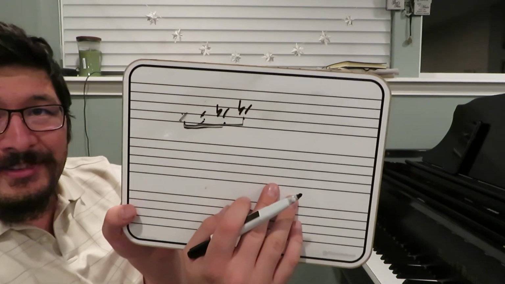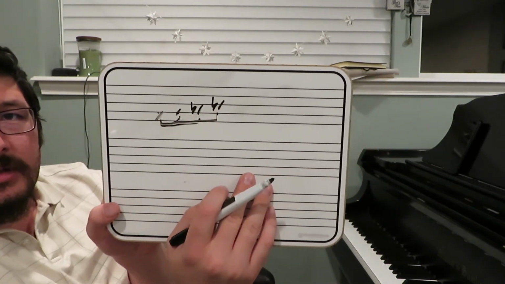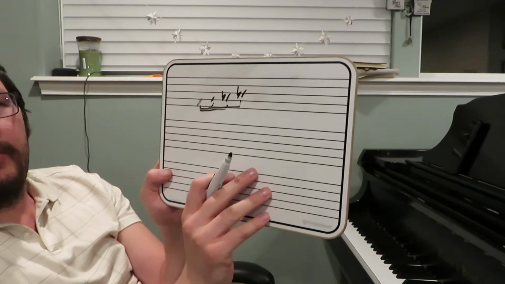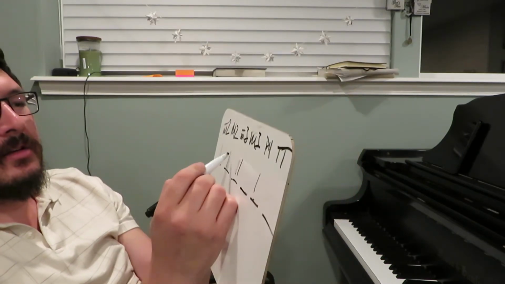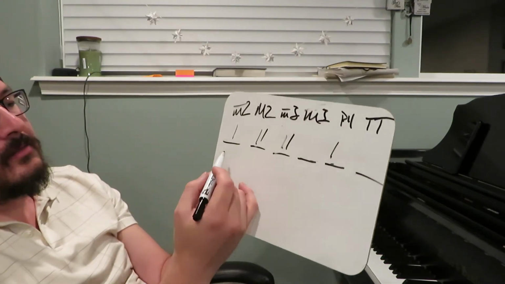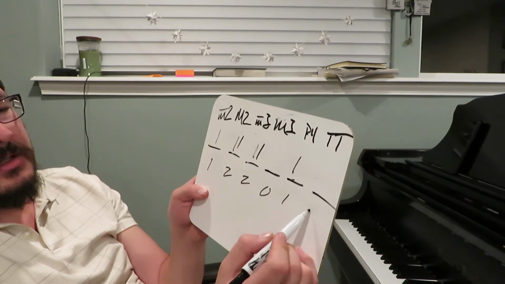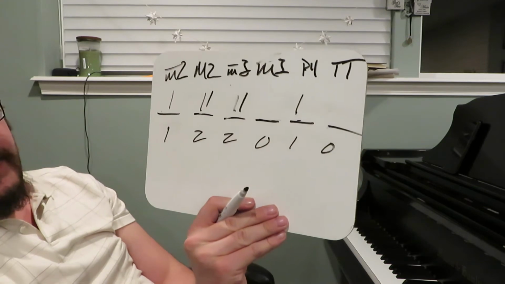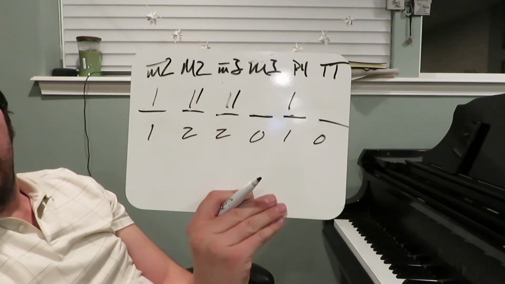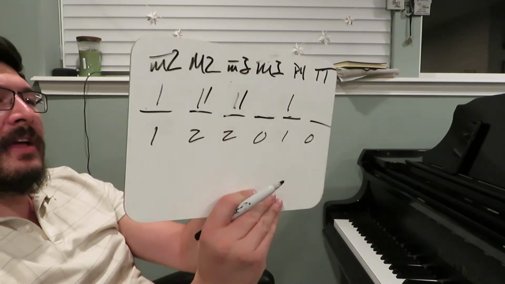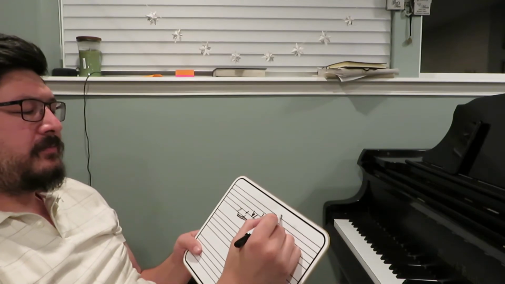Now we need to do A flat in all of these notes. A flat to B flat is what? It's a major second. So we do the tallies. We go 1, 2, 2, 0, 1, 0. There's our interval vector of this pitch set, right?